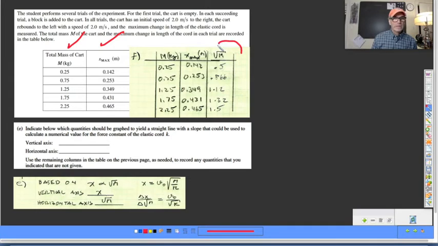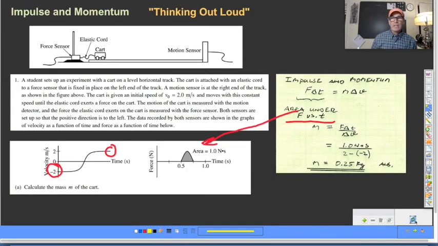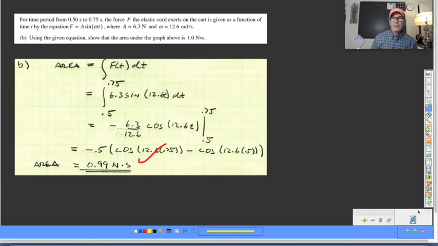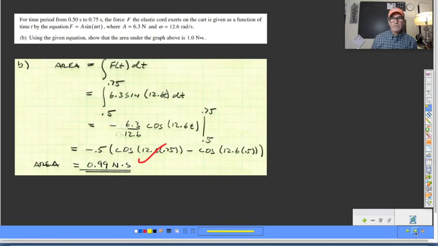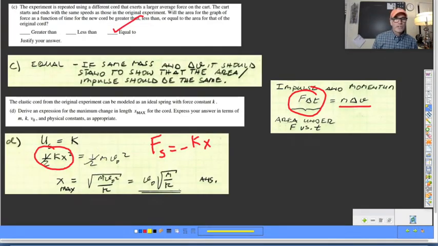Notice what I did with the mass. I created a column of the square root of m, and here's the reason why. I'm going to go back to the previous page, and maybe 2 pages. No, excuse me, I went back too far. Go back to this page. Notice that I have a relationship of x equals v naught times the square root of m over k.